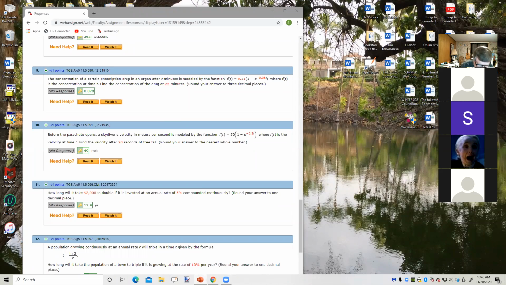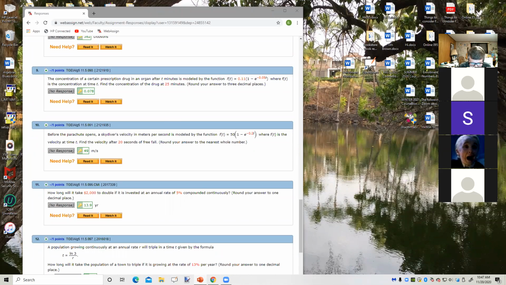Okay. So now we're going to look at number 10. It says, before the parachute opens, a skydiver's velocity in meters per second is modeled by the function f of t equals 50 times the quantity 1 minus e to the negative 0.2 t power, where f of t is the velocity at time t. Find the velocity after 20 seconds of free fall.